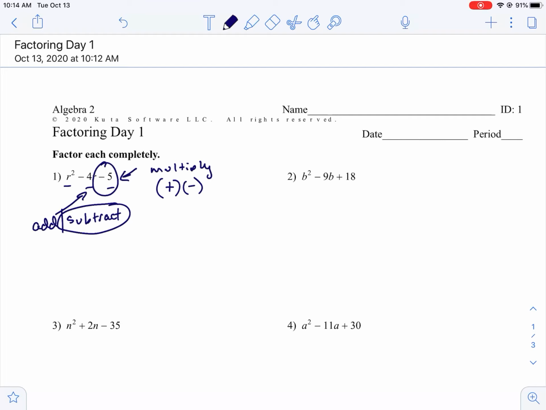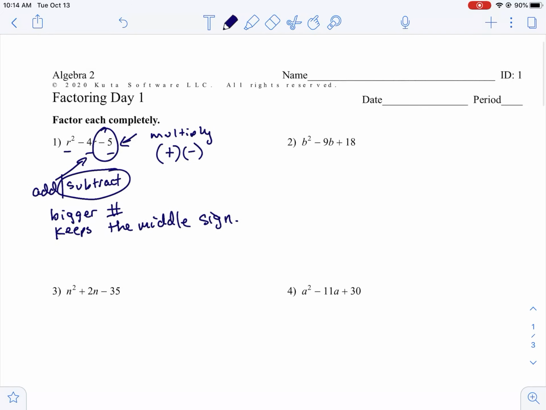Now, the bigger number is going to be that negative sign, okay? The bigger number keeps the middle sign. Okay. All right. Now, for the most part today, guys, these are pretty easy. All right. They do get more complicated, but we're going to keep it pretty easy.